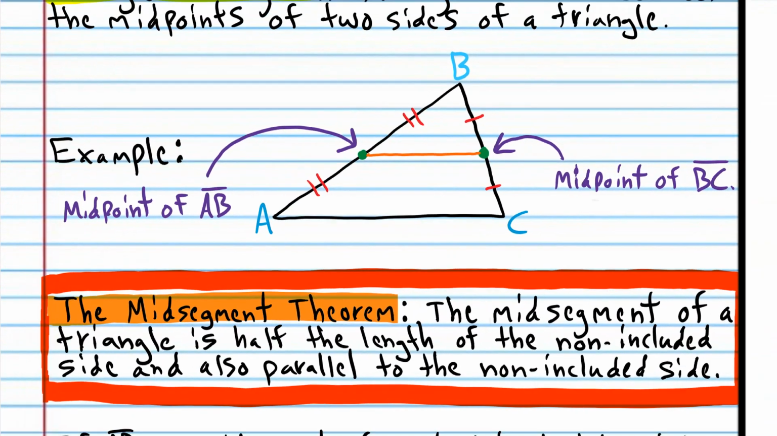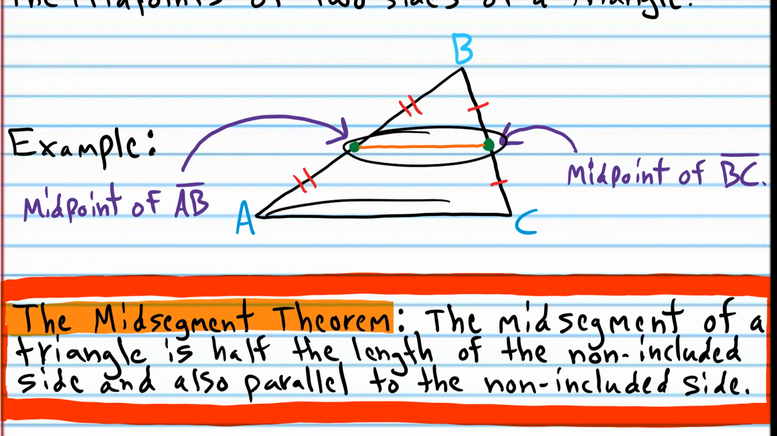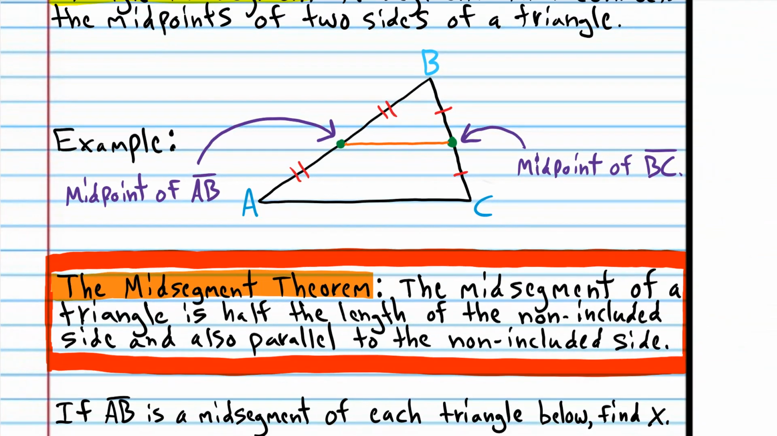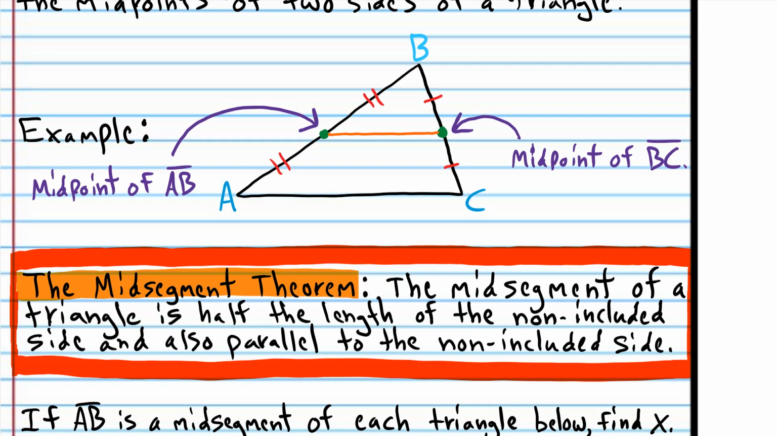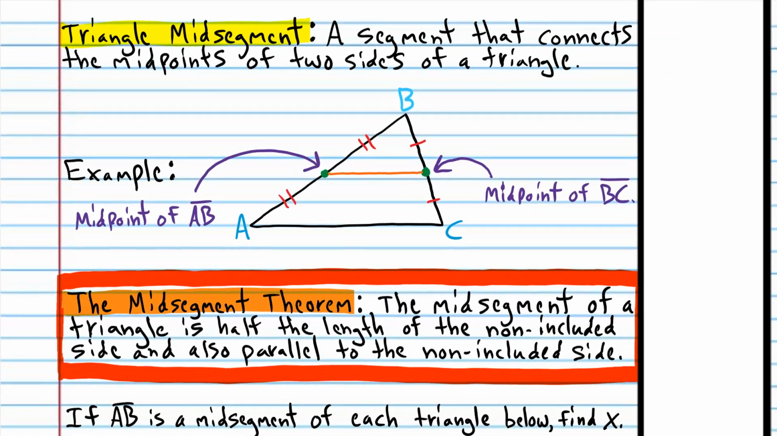Number one, it's saying this length is half of this length. This is the non-included side because the midsegment doesn't touch that side. It touches this side and this side, but it doesn't touch the non-included side. That's why I'm calling it non-included. So the length of the midsegment is half the length of the non-included side. But the theorem says two things. It also says that this midsegment has to be parallel to the non-included side. So you may want to get a screenshot of this information.